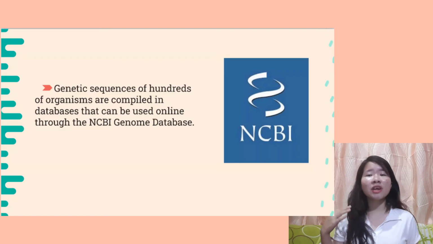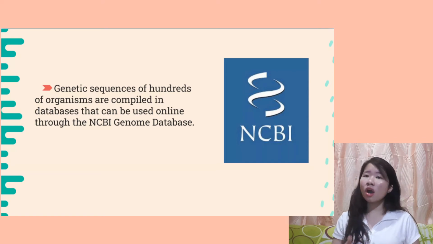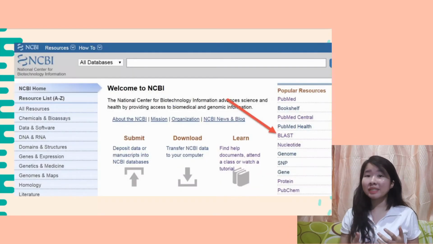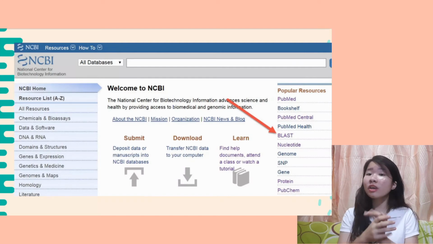During the last decade, comparison of DNA sequences has led to great strides in reclassifying known species and identifying new species. Genetic sequences of hundreds of organisms are compiled in databases that can be used online through the NCBI Genome Database. This is what their website looks like. They have all the information stored there. You can visit their website if you have any time or if you're curious.